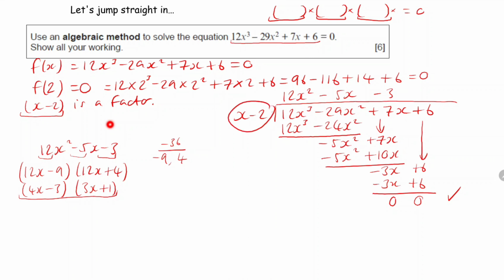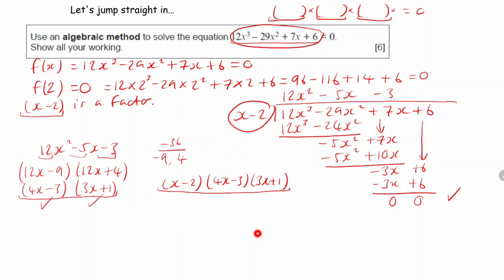Now, we initially discovered that x minus 2 was a factor, and now we've discovered the other two factors. Okay? Now, what that means is x minus 2 times by 4x minus 3 times by 3x plus 1. That represents our original function. And we want to put that equal to 0 and solve these equations. Now, just like when solving quadratic equations, what that implies is that because these are all products, then any one of these brackets could be equal to 0 to make this product equal to 0.